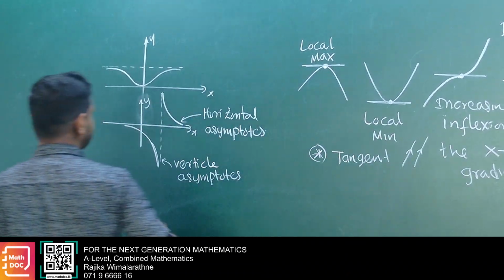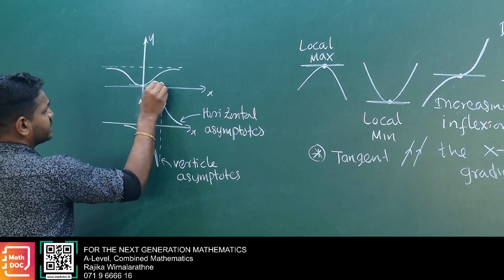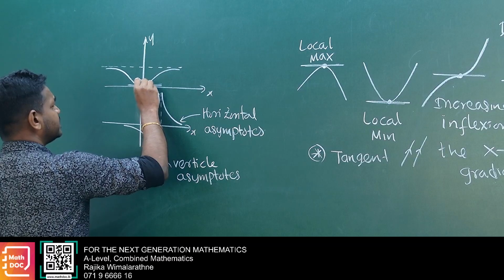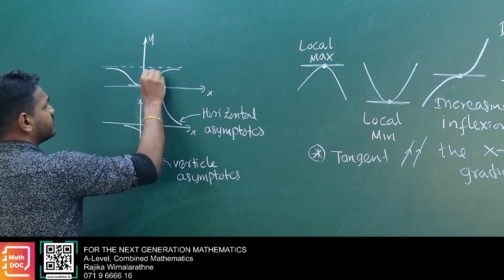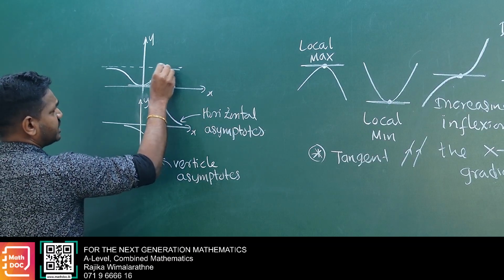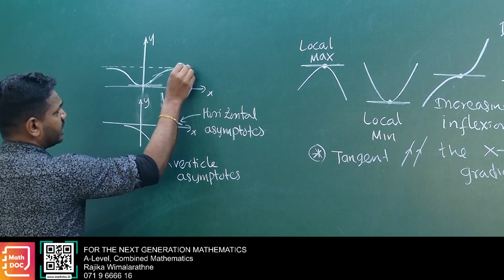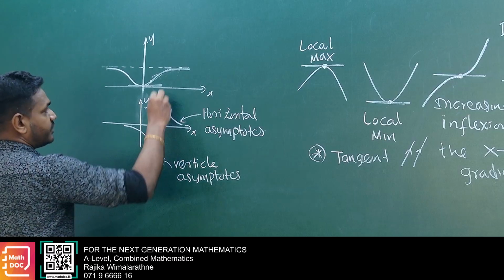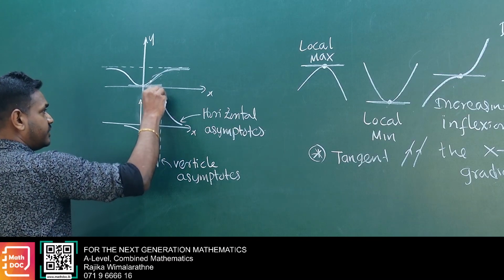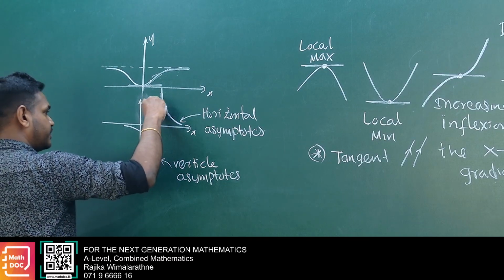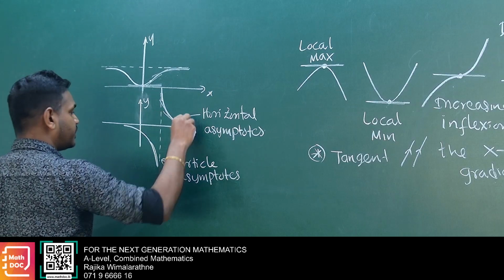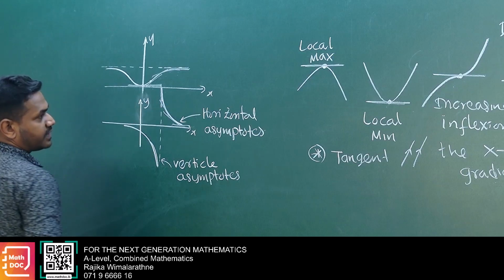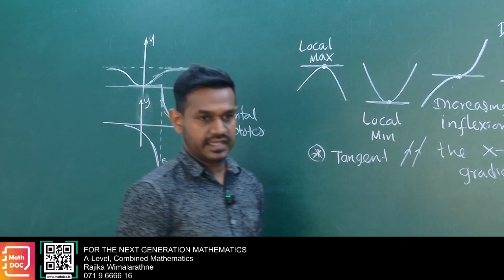See this? At this point, when you sketch the tangent, gradient 0. At this point, gradient positive, then gradient decreasing. At this point, gradient 0. At infinity, gradient goes to 0. When you consider this point, gradient infinity, gradient negative. Here 0. At infinity 0. At this point, gradient infinity. Likewise, we have to check gradient.